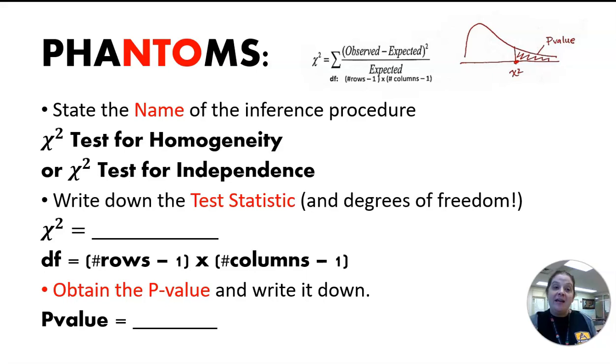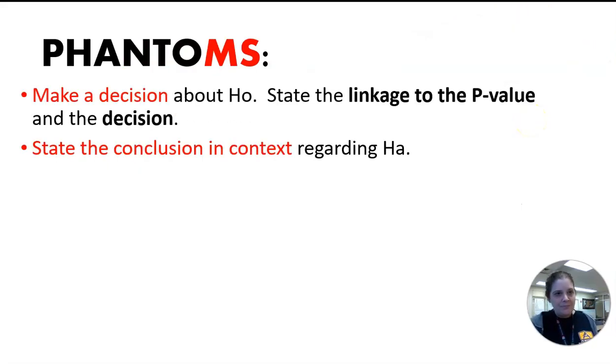So when you state the name of your test, it's going to be either homogeneity or independence. You're going to get your test statistic from your calculator along with degrees of freedom, and you're going to get that p-value from there as well. And you could calculate it by hand, but most of the time the calculator can handle it for you. As far as making a decision, you're going to make a decision about Ho, you're going to get that linkage to the p-value, and then you're going to state the conclusion about Ha just as usual.